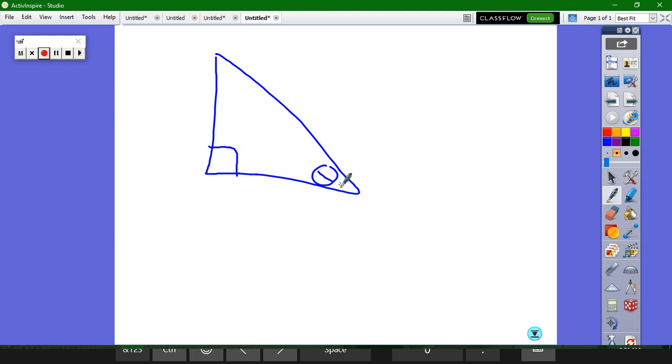If I'm standing here, what does this side represent? The opposite, because it's always the opposite of where I'm standing, right? Why is this not the opposite or the adjacent? Because it's always the hypotenuse, right? Okay, and then this would be the adjacent.